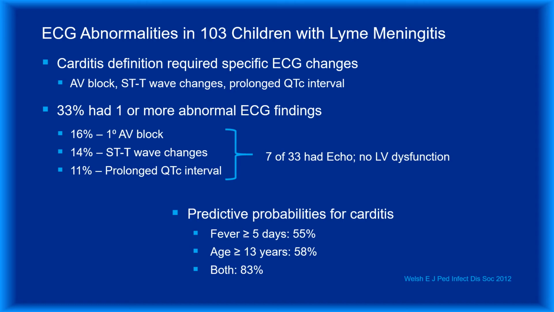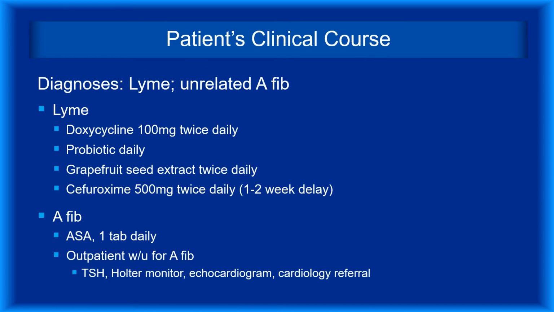In this cohort, 5 or more days of fever was associated with a 55% probability of carditis. Children 13 years of age and older had a 58% probability, and those who satisfied both conditions had an 83% probability of Lyme carditis. Getting back to our patient, he was diagnosed with Lyme disease, and his new atrial fibrillation was thought to be unrelated.